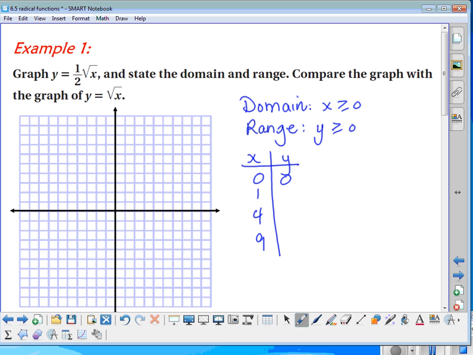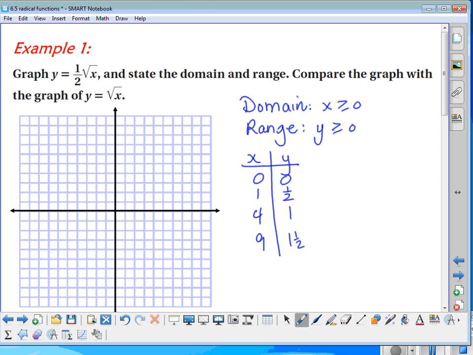The square root of 1? 1. Half of that would be 1/2. And the square root of 4? 2, and half of 2 is 1. And the square root of 9 is 3, and half of that would be 1.5.